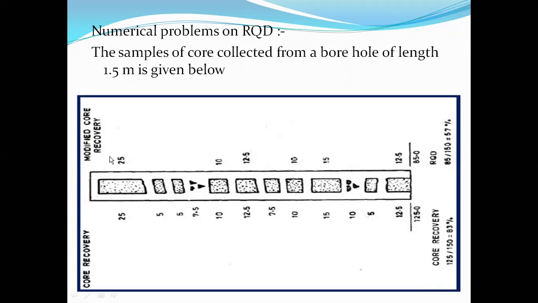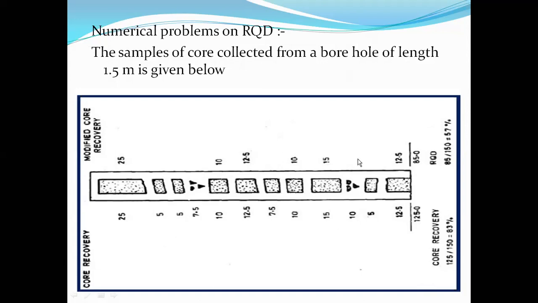In case of RQD, we take the samples whose size is greater than or equal to 10 centimeter, divided by total length. Total length is nothing but 1.5 meters, nothing but 150 centimeter. Here everything is in centimeter. So all of this combined together is around 85 by 150, which comes around 57%. Right?